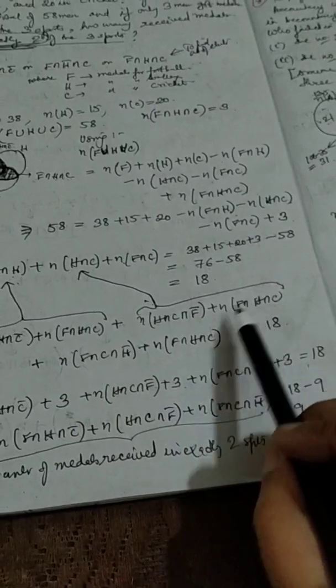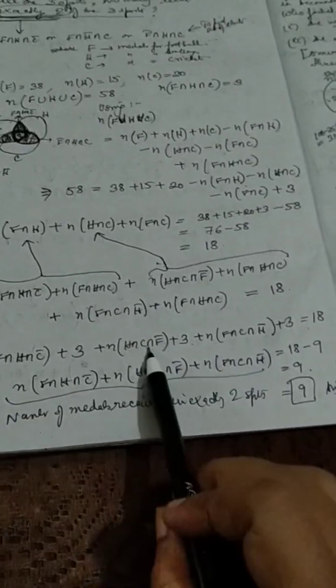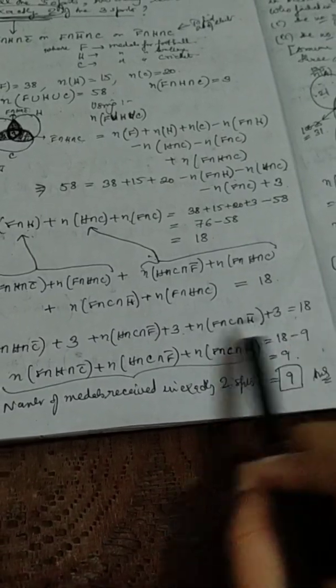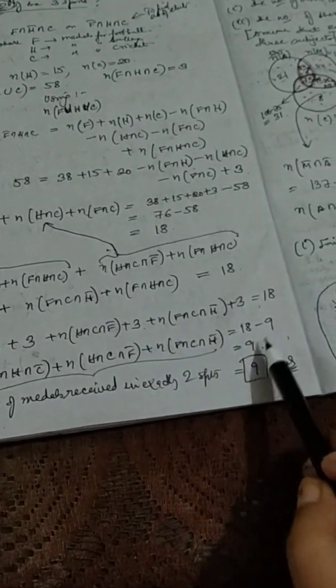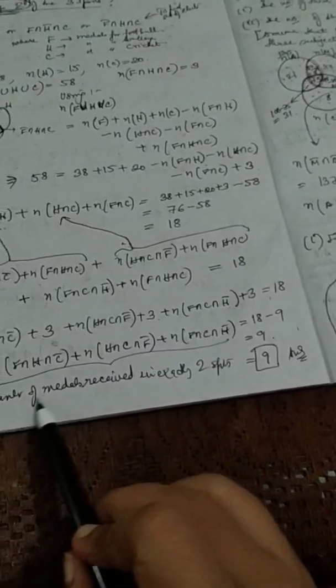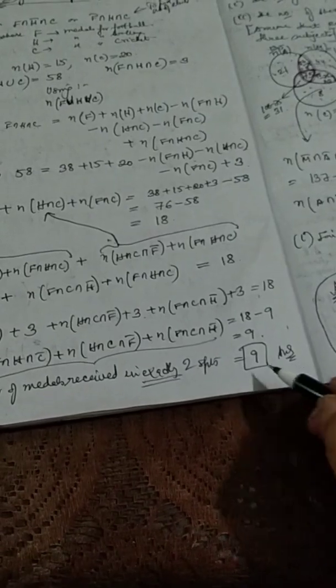So this is 3 plus 3 plus 3. That is what I've written over here. Okay, so when I make this the subject, it becomes 18 minus 3 minus 3 minus 3. That means 18 minus 9, so it is 9. So the number of medals received in exactly 2 sports is 9.